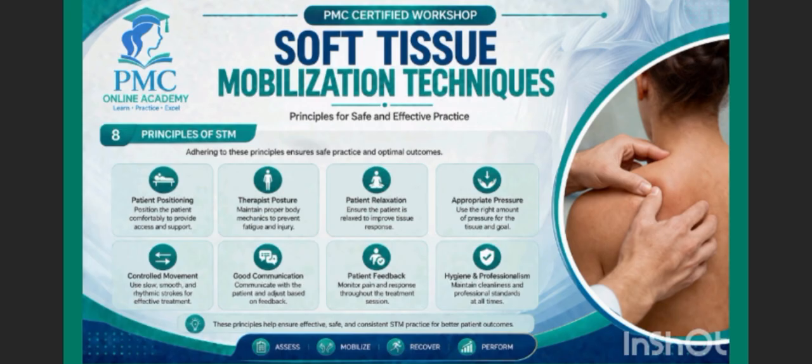Fourth principle is appropriate pressure. Now, one of the most common mistakes is using too much pressure. More pressure does not mean better treatment. Always start with gentle pressure and gradually increase it according to the patient's tolerance. Your pressure should be enough to affect the target tissue without causing unnecessary pain. Remember, treatment should feel therapeutic, not unbearable.